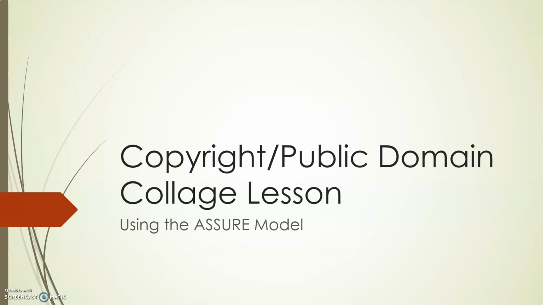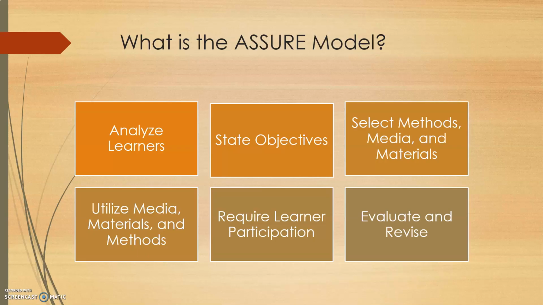Today I will be discussing a library lesson created for a group of 6th graders who have previously viewed my Copyright and You presentation. This lesson is going to be a copyright and public domain collage, and it was designed using the ASSURE model. The ASSURE model is a way to design lessons that focuses on 6 different categories. I like having the 6 categories up around me while I'm designing a lesson to make sure I'm not missing anything as I go through.